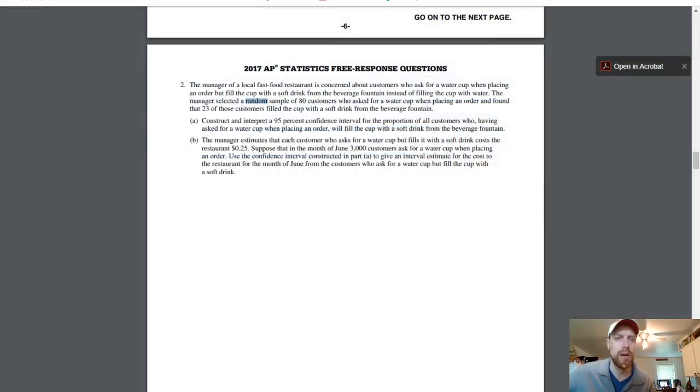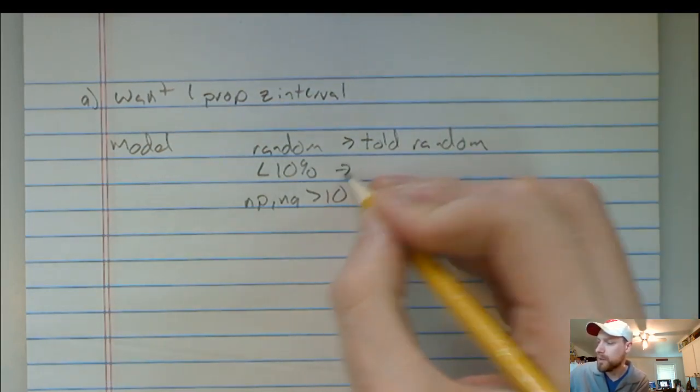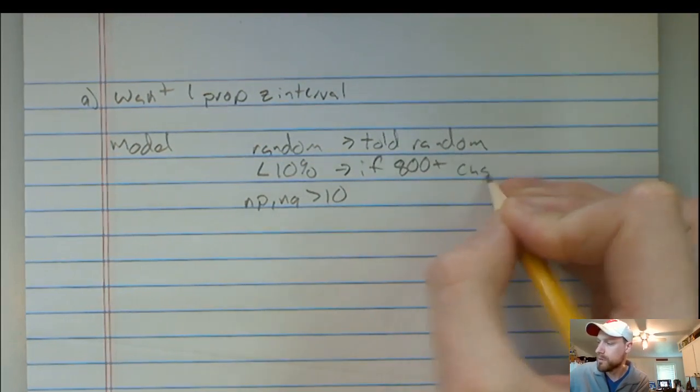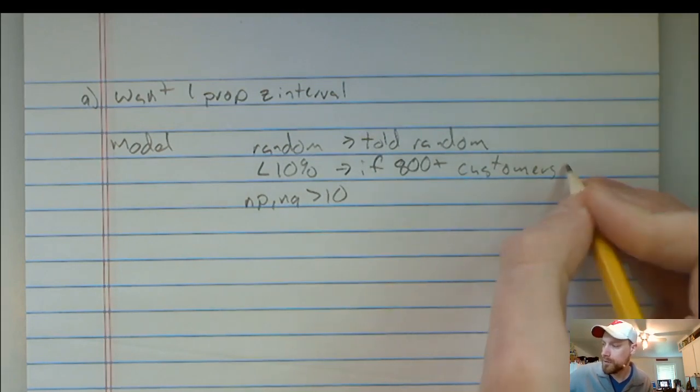So we have 80 customers. That means if we have who ask for a water cup, if there are more than 800 customers, then this is less than 10%. Reading ahead, we suppose in June there are 3,000, but we can just write that condition down as well. If 800 plus customers who ask for water.